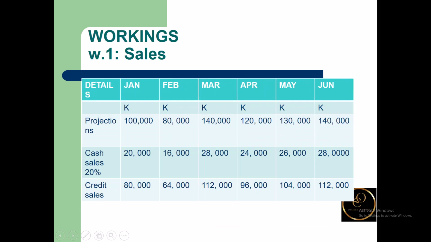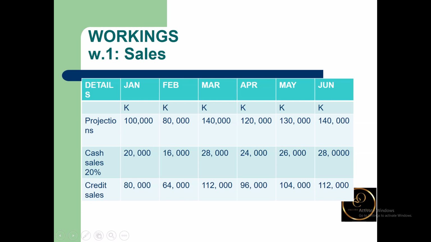You go to March sales projections, 140,000. You knock off the 20% cash sales, which is 28,000. 40% of 140 is 28,000. That leaves you 112,000 as credit sales. So how is this money going to be received?